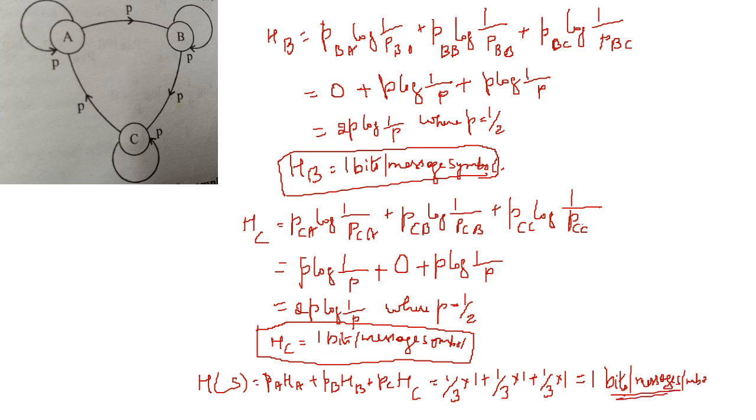Okay, so this will be your H of S. Next, how will you find H of S square here? So H of S square is nothing but 2 into H of S. So it is equal to 2 into 1. So H of S square will be 2 bits per message symbol. So this is your H of S square.